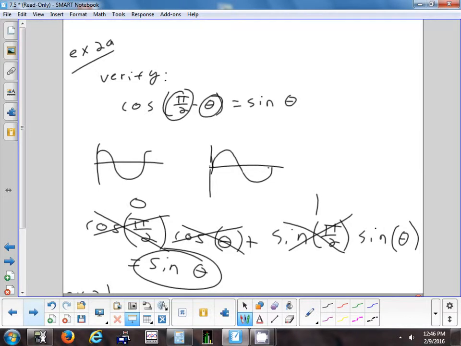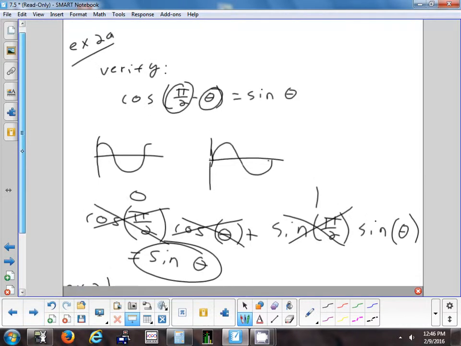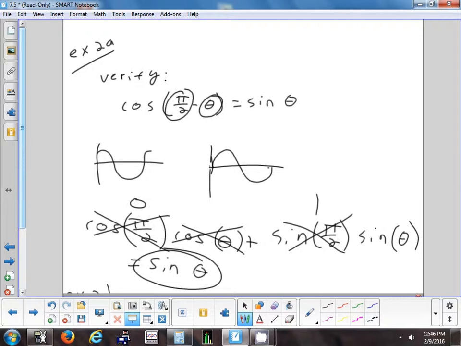Why did you cross out the cosine? The second one? Because this was 0. And 0 times anything, it doesn't matter. This whole thing just becomes 0 plus 1 times sine.